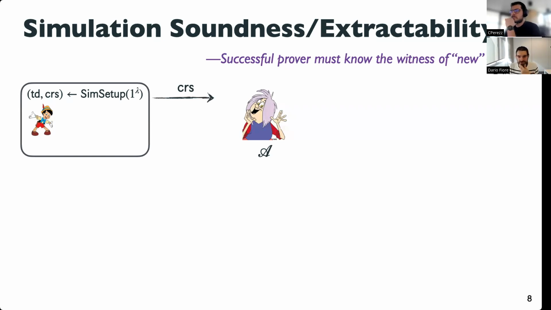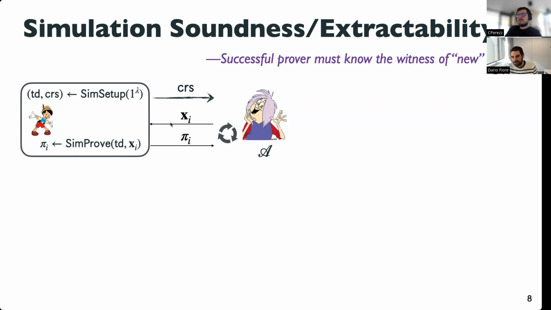So to model simulation soundness or simulation extractability, the idea is that first of all the adversary has access to a CRS, and this CRS is generated by the simulator algorithm. Then the adversary can ask for proofs on statements of her choice, and she can do this as much as she wants. But the point is that these proofs are generated using the simulator and the trapdoor. So this models the fact that the adversary is seeing proofs for which she may not know the witness, because she may even ask, for example, false statements here.